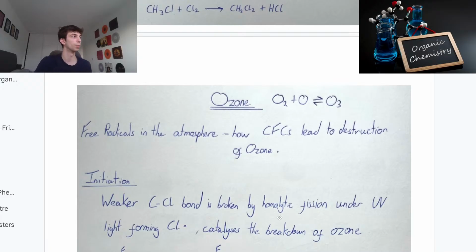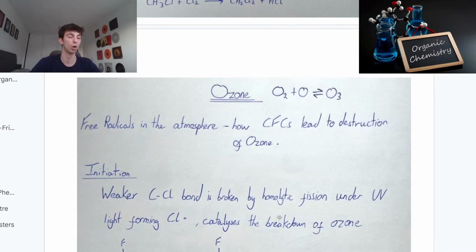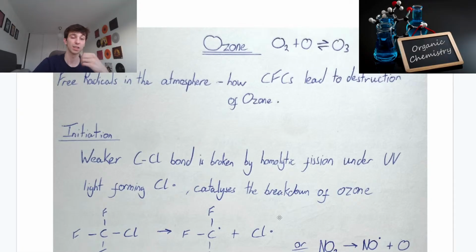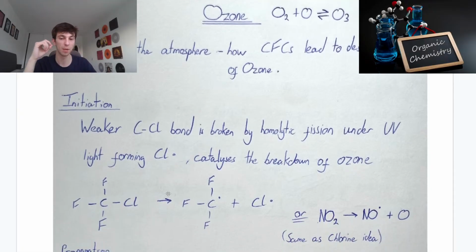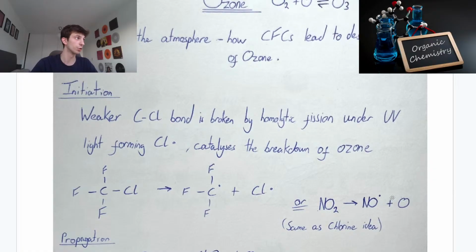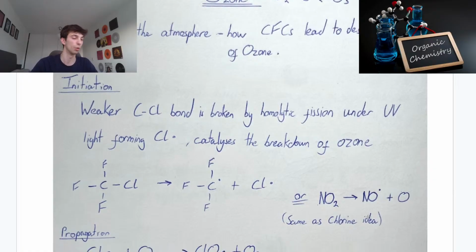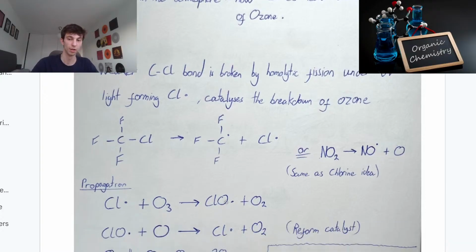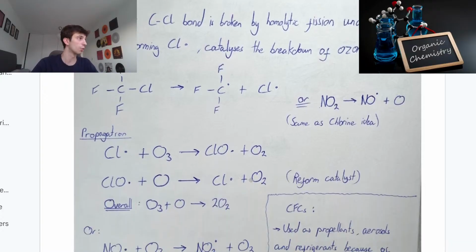Exactly, it has a lower bond enthalpy as well. That's very key. We're going to get onto haloalkanes in a minute, but it does have a lower bond enthalpy. So as we know, the chlorine catalyzes the breakdown of ozone. So we have this initiation step. I should probably use the light here. We form two radicals. They can also do this, guys, with NO2, forming an NO radical and single O. Absolutely the same thing as chlorine. So I would recommend just memorizing this equation for the exam.